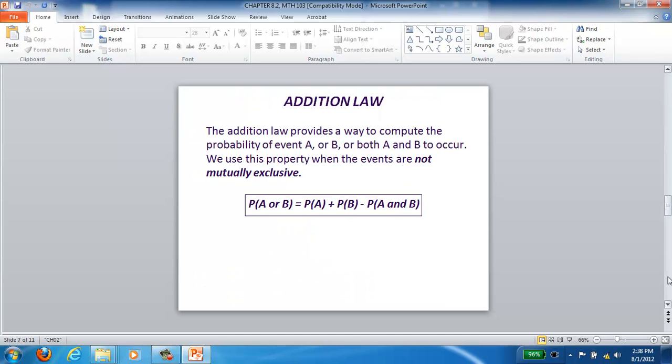Now, if the events are not mutually exclusive, the addition law for the union, and for union we use the word or, A union B or A or B, will be probability A plus probability B minus the intersection. Again, we cover intersection and union in 7.4, and for the union we use the word or. For the intersection we use and, both.